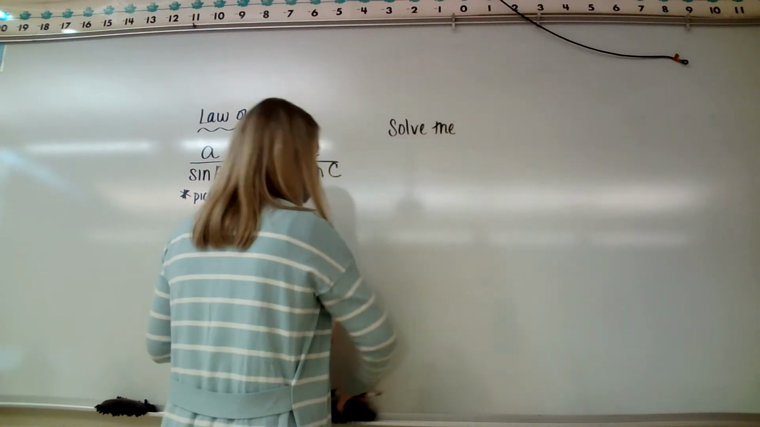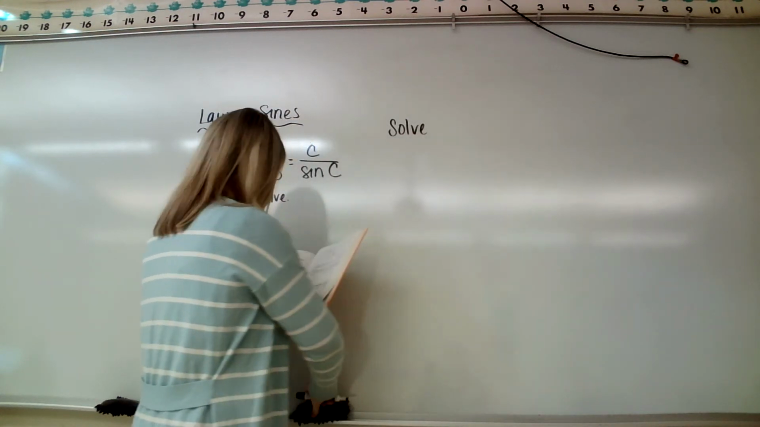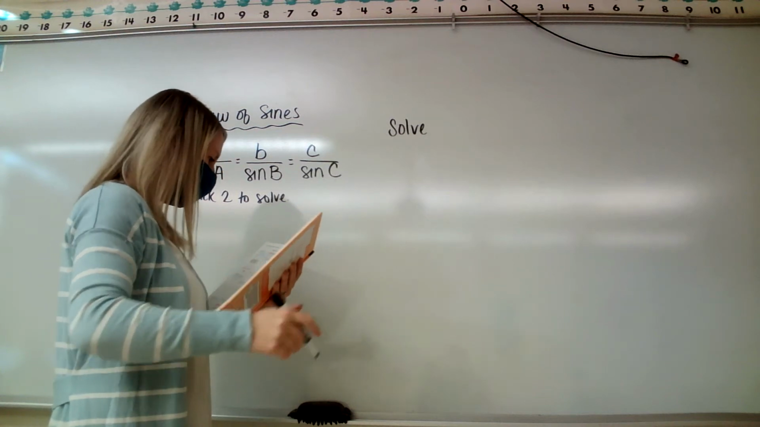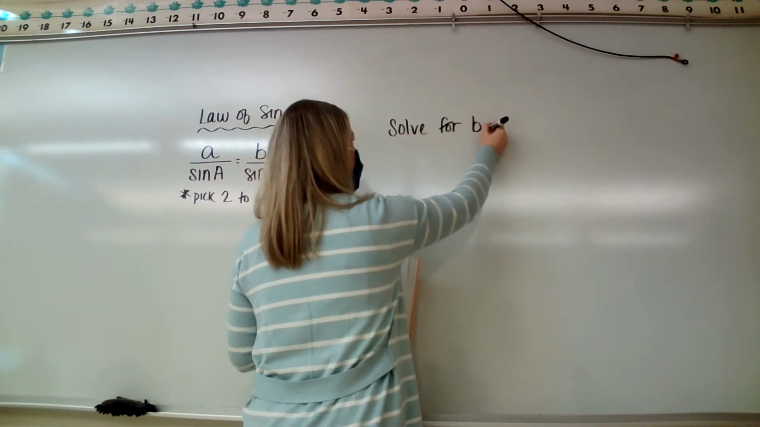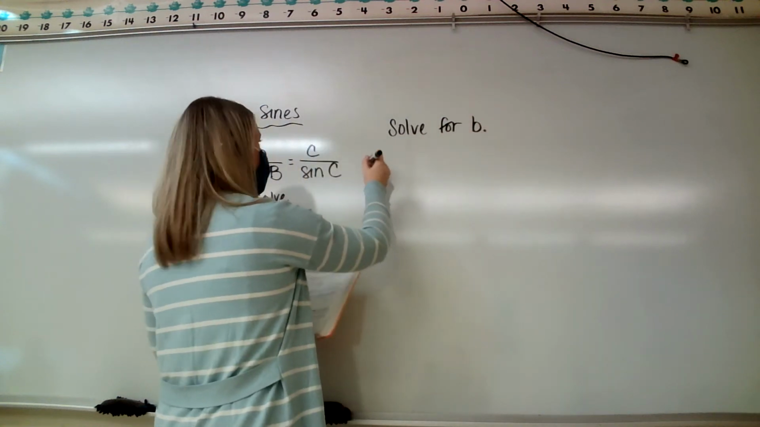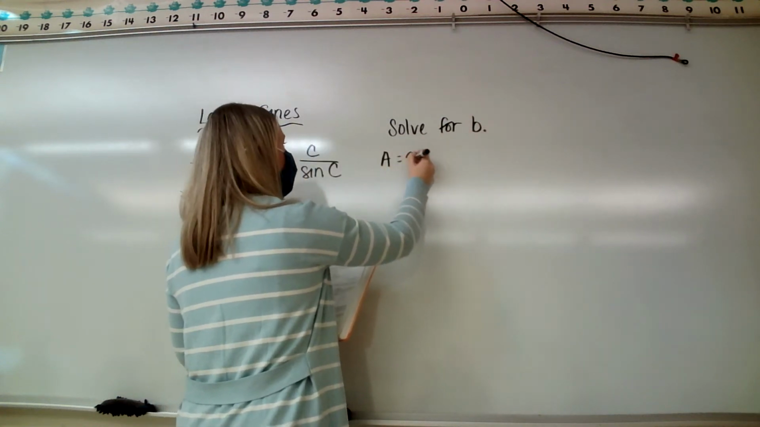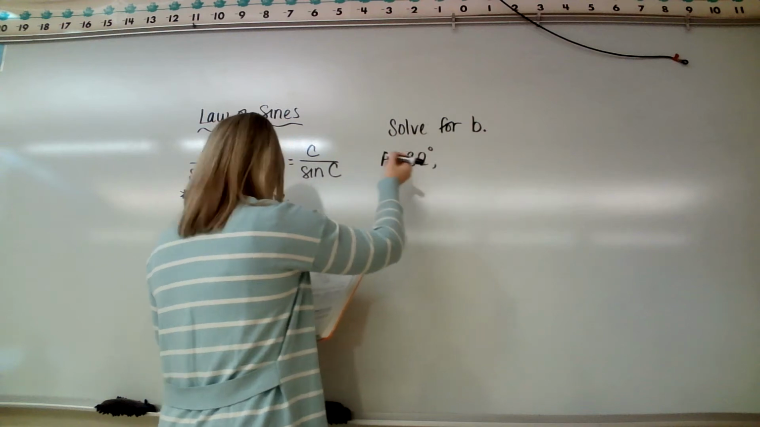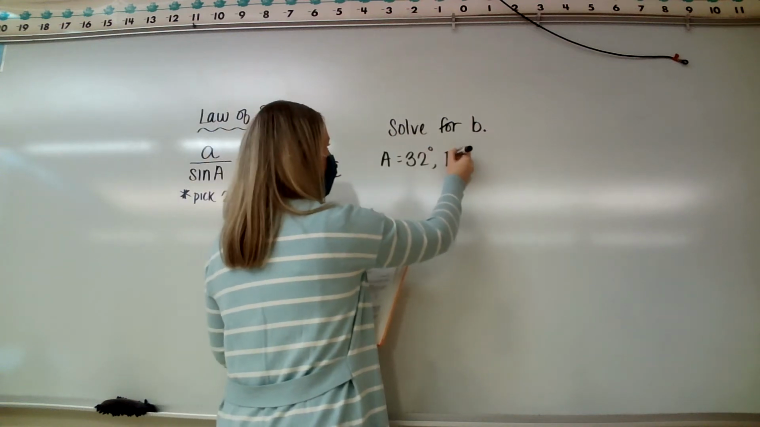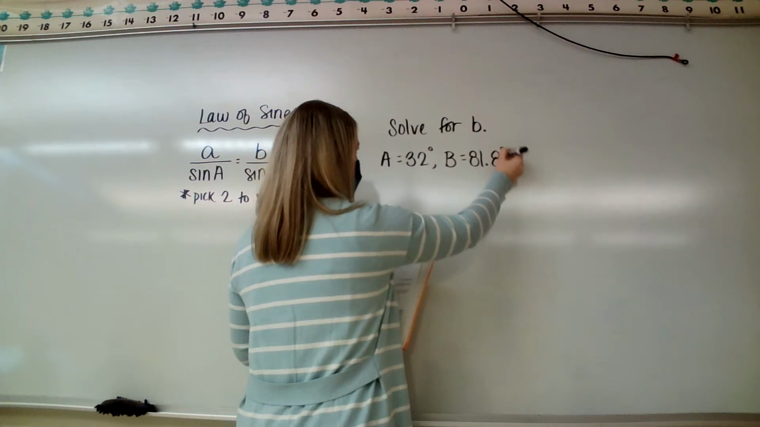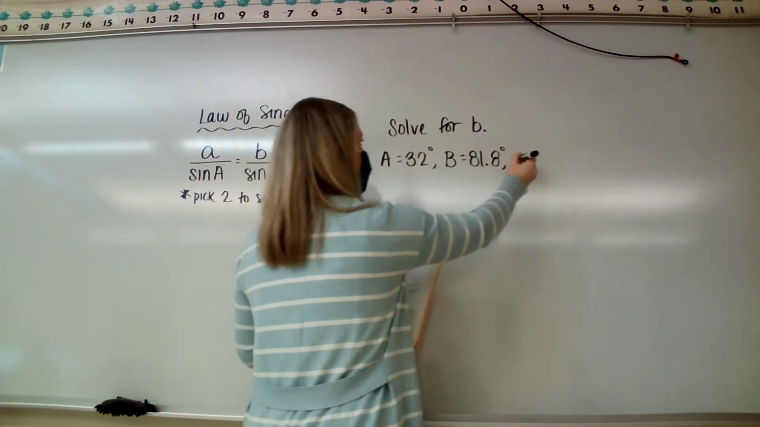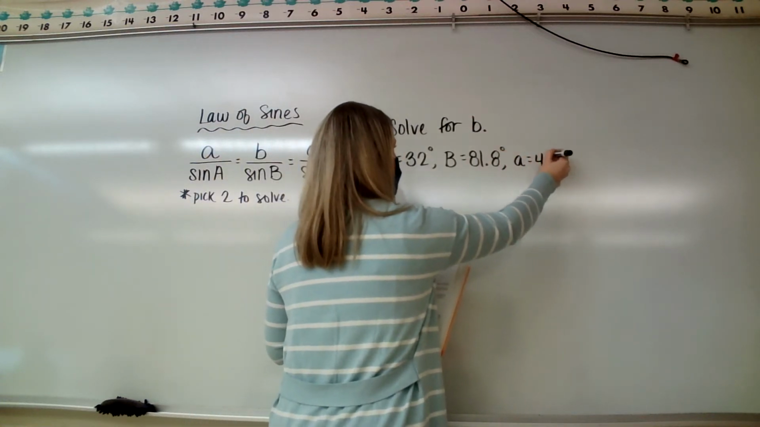Actually, I'm not going to solve it. We said we're keeping it simple today. We'll just solve for one thing. Solve for b. A, sorry, it takes me a second to write this. B equals 81.8 degrees, and a equals 42.9.